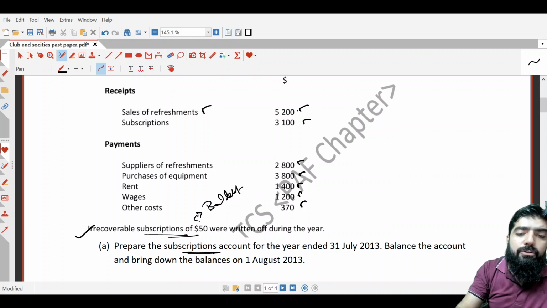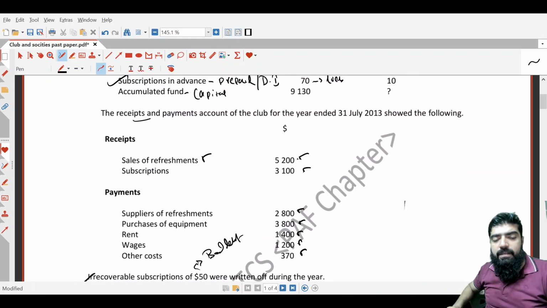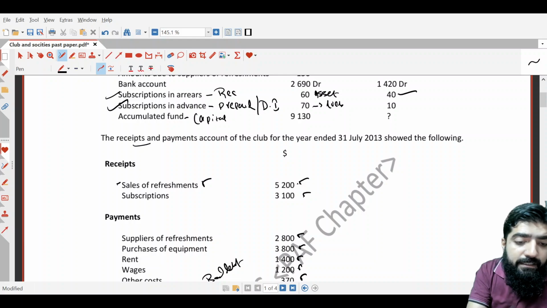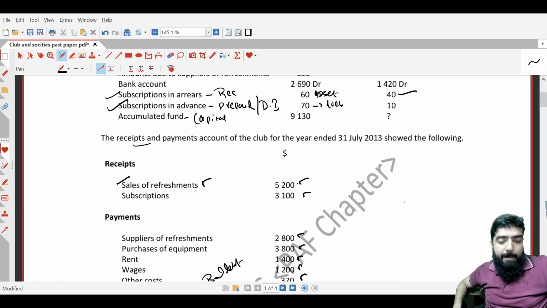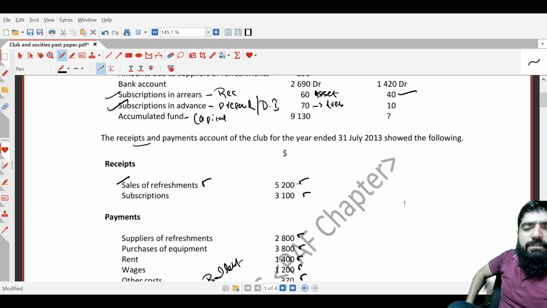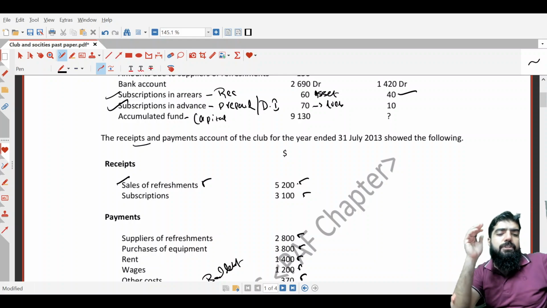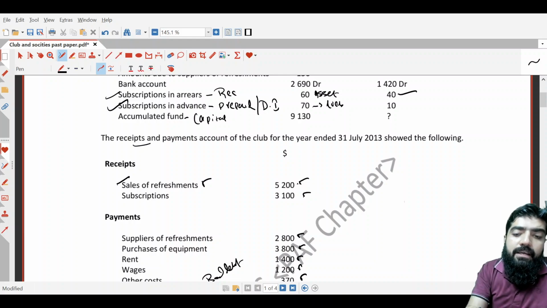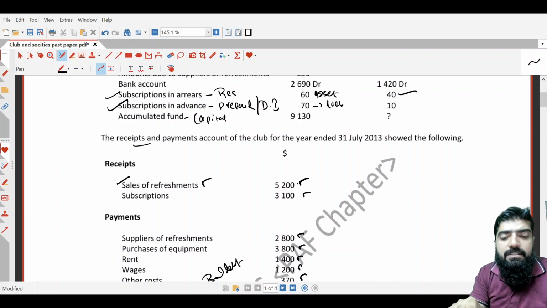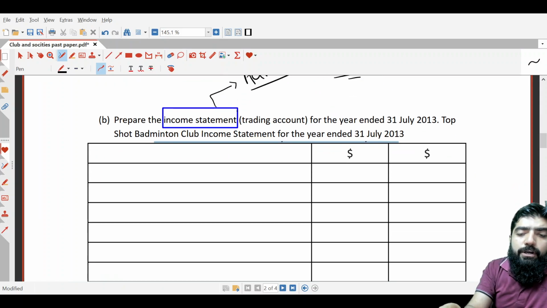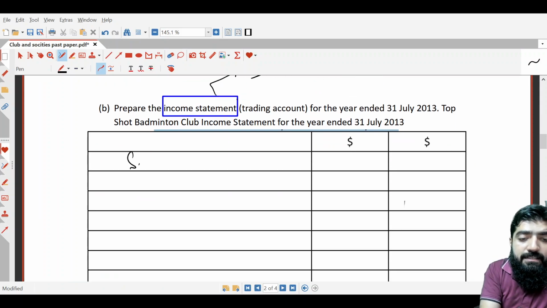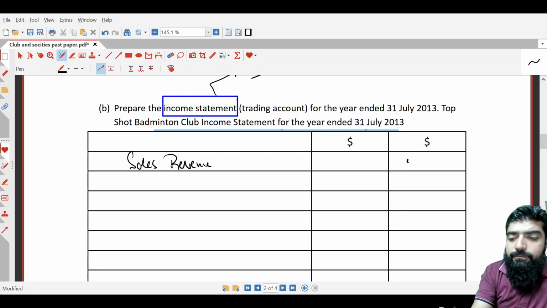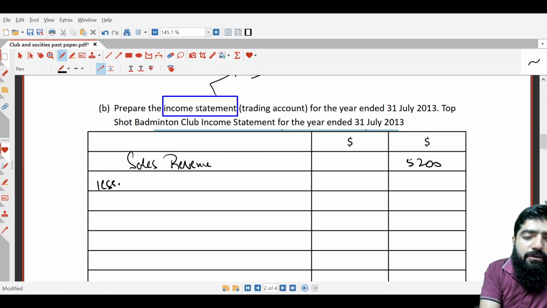Now let's see the question and see what activity they have done. So basically they have done the sale of refreshment, right? So it means there was an activity organized by the club in which they sold some refreshment, and their earning is 5200. So first of all we need to recognize the sales revenue with the amount of 5200. Now after sales revenue we need the cost of goods sold.